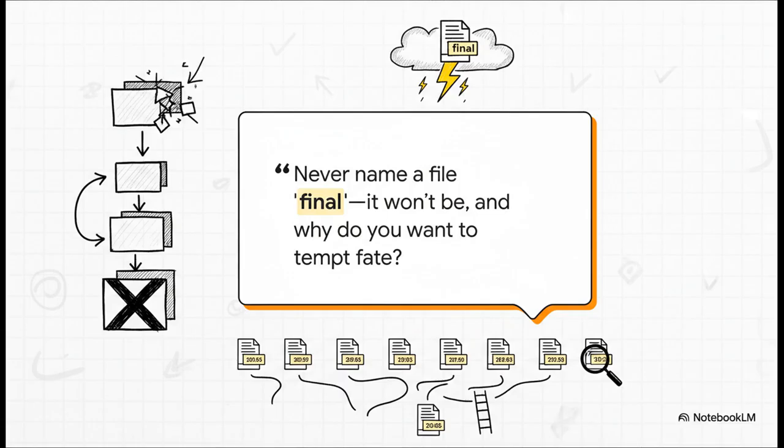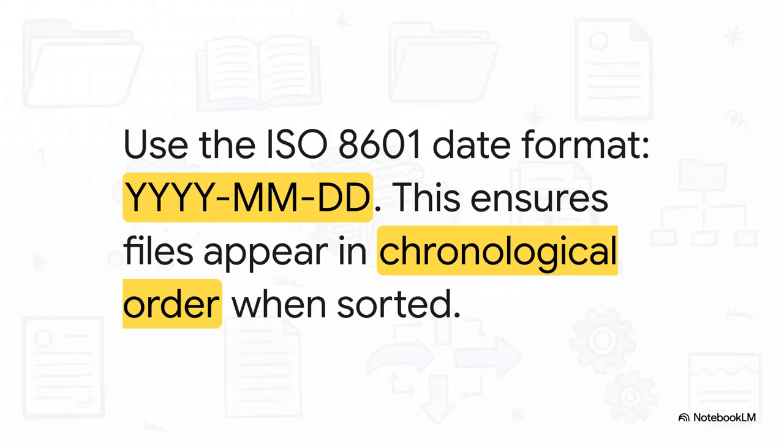Thankfully, there is a much, much better way. The solution is simple and it's elegant. Use the International Standard for Dates, which is year, month, day. YYMMDD. When you put the date at the end of your file name in this format, your computer's sorting function becomes your absolute best friend. Everything will automatically line up in perfect chronological order. No more guessing which final is the actual final version.